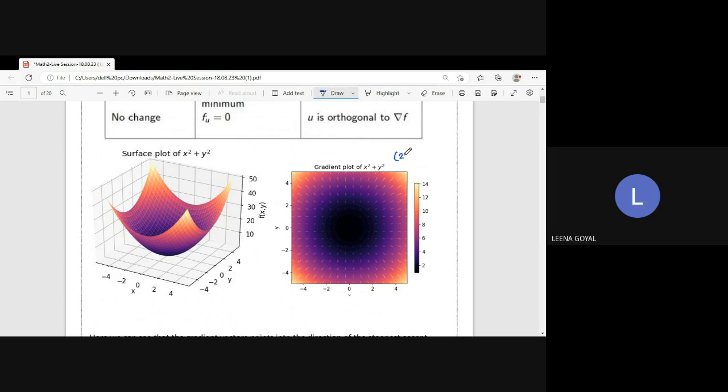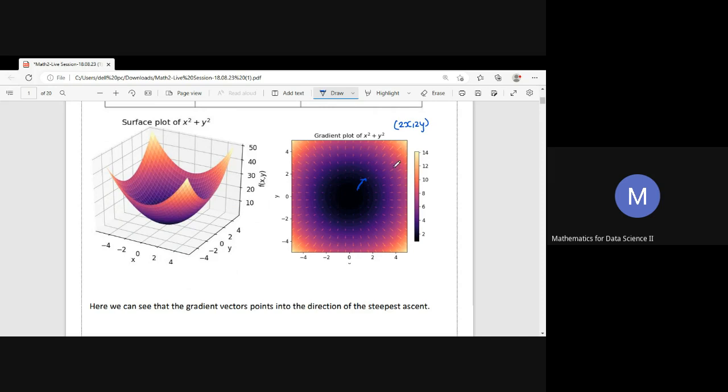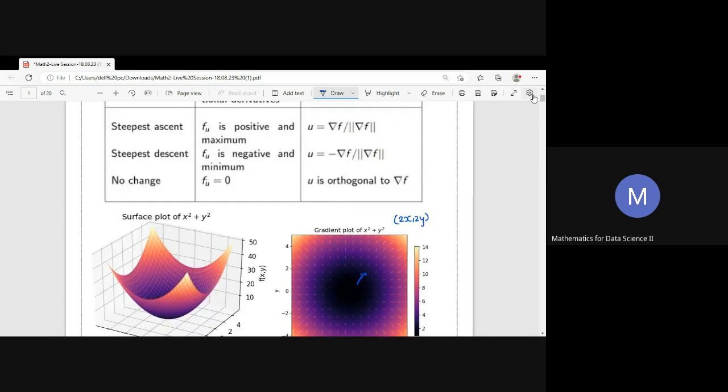2x comma 2y, right? So if you take some point, for example 1 comma 1, then the gradient is simply 2 comma 2. So it is going to increase in this direction only. At 1 comma 1, the gradient is in this direction. Any vector you take, the function is going to increase along the same line. Here you see this direction is representing the direction of the gradient. So the gradient vector points in the direction of the steepest ascent. That is what we know, right?